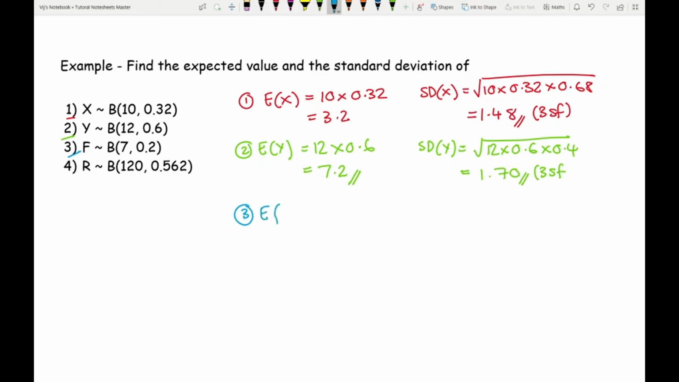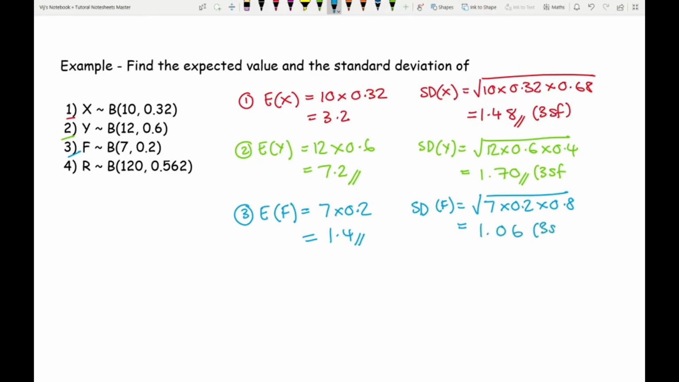So here we've got E of f, and that's going to be 7 times 0.2, so that's going to be 1.4, and the SD of f is going to be the square root of 7 times 0.2 times 0.8, all square rooted, and again straight into the calculator to give me an answer of 1.06 to 3 SF.